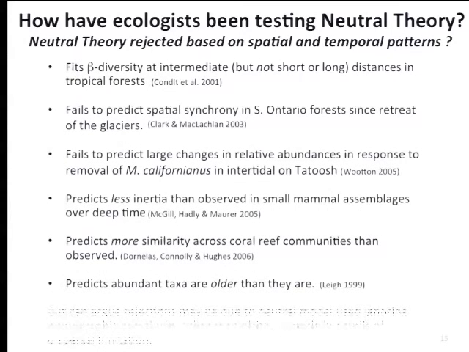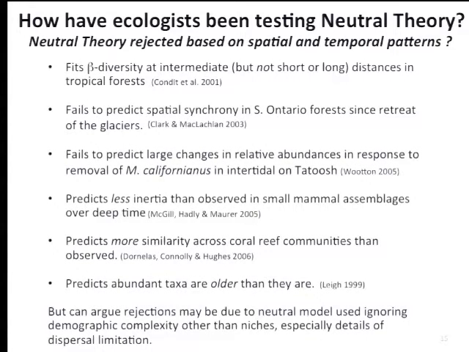I won't go through all of these in any depth. There's beta diversity pattern, spatial synchrony, looking at responses of relative abundances to removals, looking at community inertia, so how much communities change in composition over time. Just a couple that I'll mention in slightly more detail: this spatial synchrony test is something I've looked at more. So some argued that neutral theory wouldn't predict the strong spatial synchrony found in forests since the retreat of the glaciers. But it turns out their neutral models really didn't incorporate dispersal in much detail. And if you in particular look at the potential for fat tail dispersal, so higher probability of long distance events, you can predict the same level of spatial synchrony.